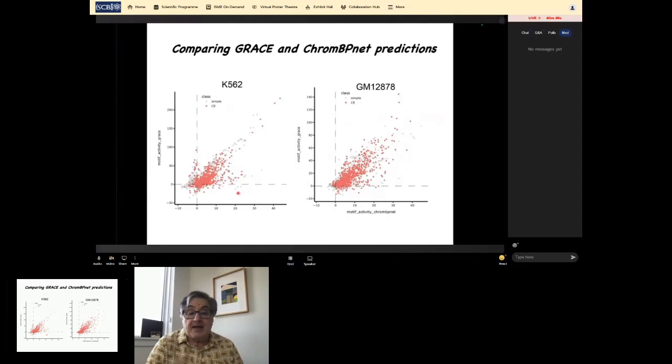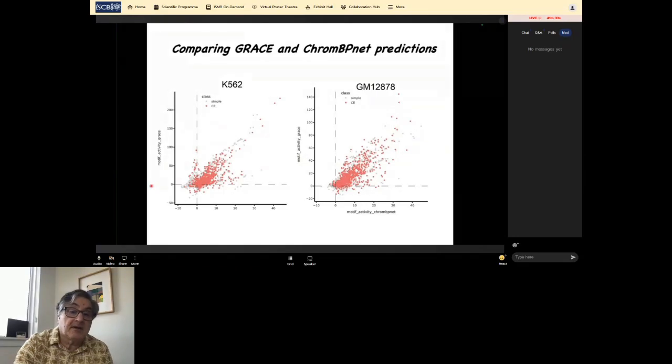This is a systematic analysis of all of the GRACE and ChromBPNet predictions in the hematopoietic cell line K562 and in GM12878. So in one case on the y-axis, we have the GRACE predicted activity. Along the x-axis, the ChromBPNet predicted activity. By and large, there's actually a very good correspondence. And that argues that both deep learning models are actually learning the same underlying lexicon. And I would argue, therefore, providing compelling evidence for this lexicon, which I remind you is not just simple TF motifs that we've known about, but a lot of these composite elements that we have recently discovered.